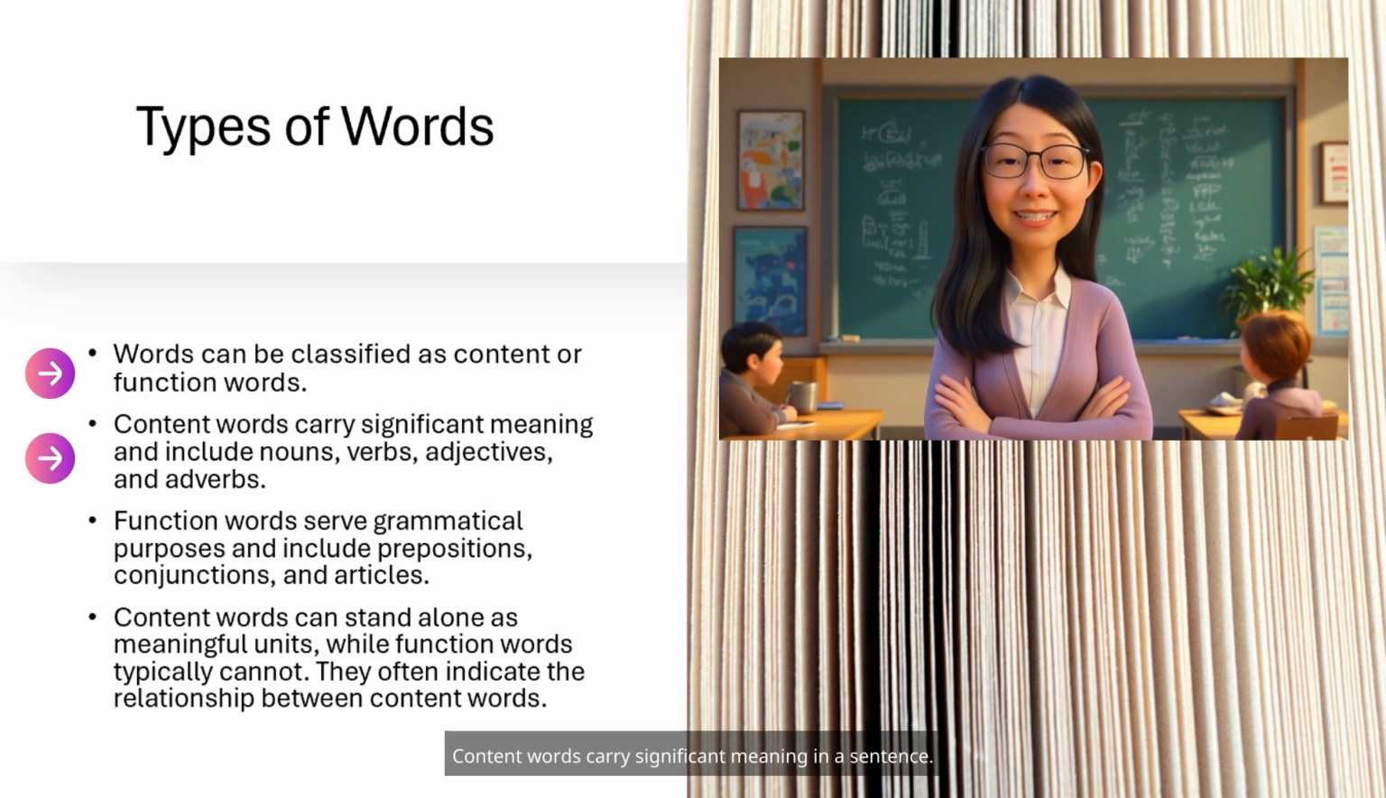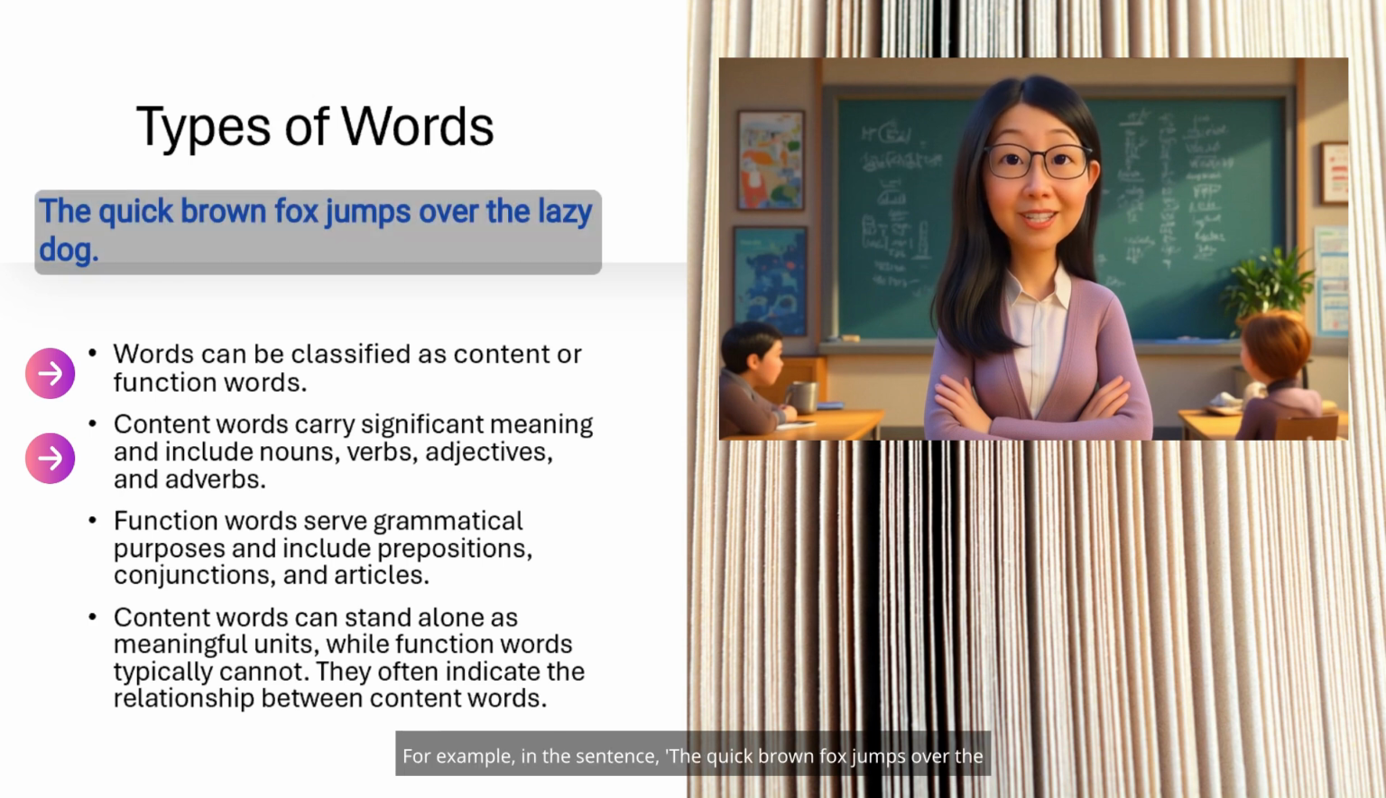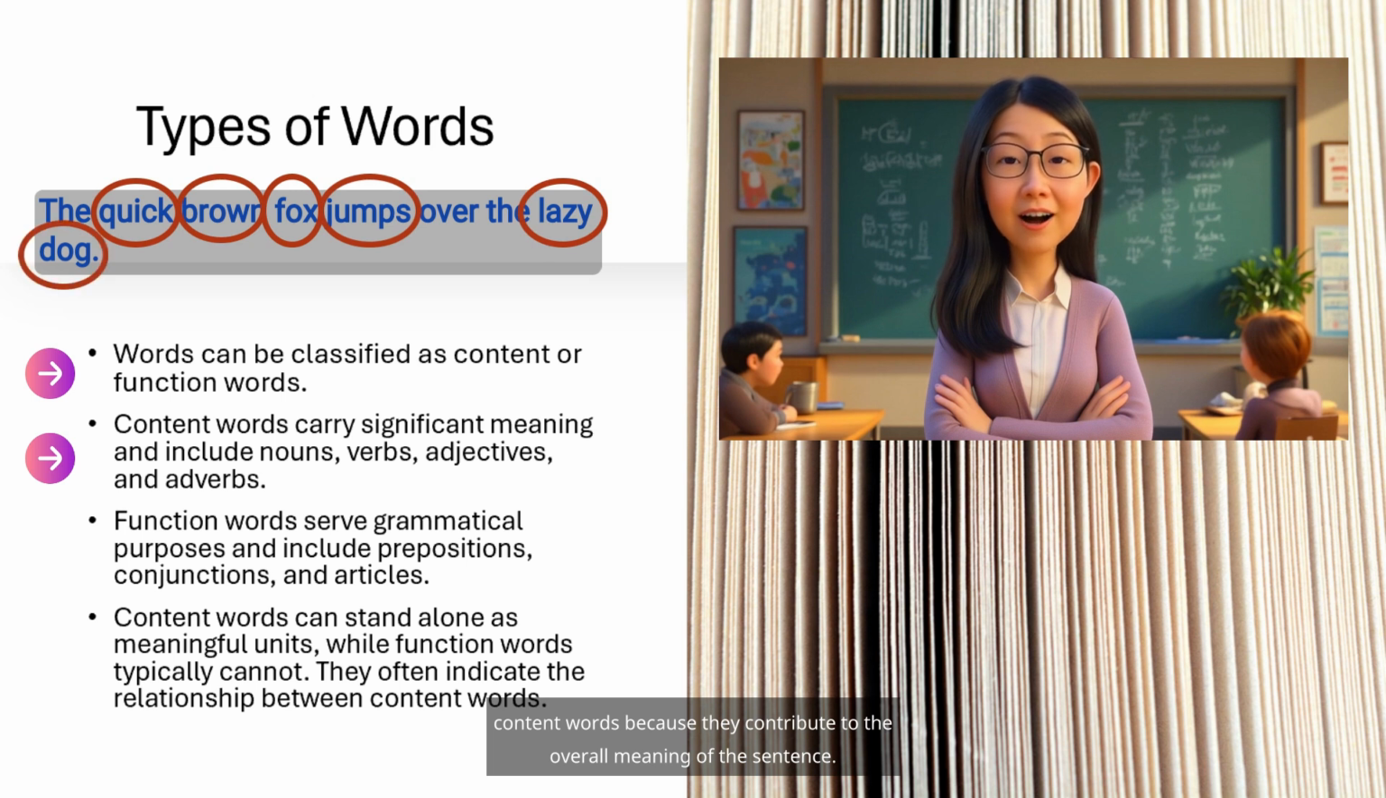Content words carry significant meaning in a sentence. They include nouns, verbs, adjectives, and adverbs. These words provide the core information in communication. For example, in the sentence, "The quick brown fox jumps over the lazy dog," the words fox, jumps, quick, brown, lazy, and dog are content words because they contribute to the overall meaning of the sentence.